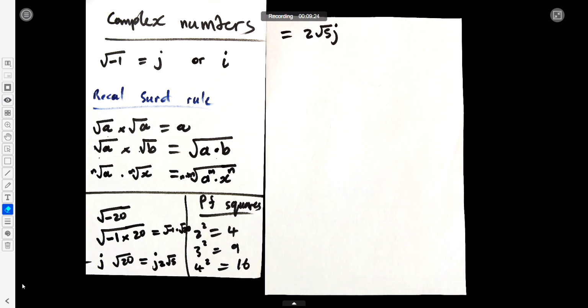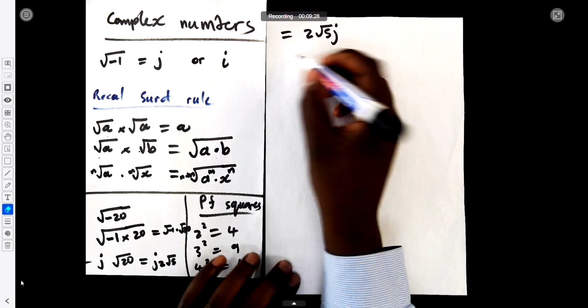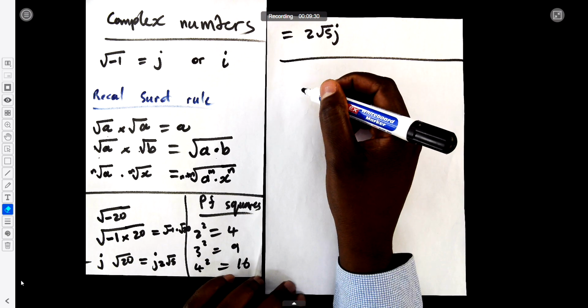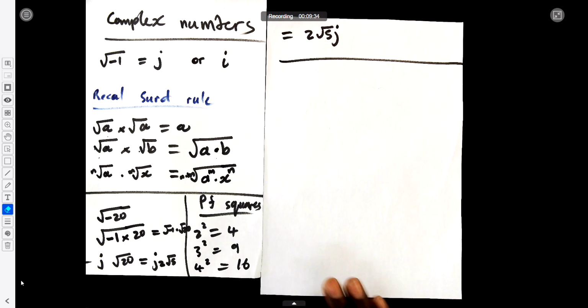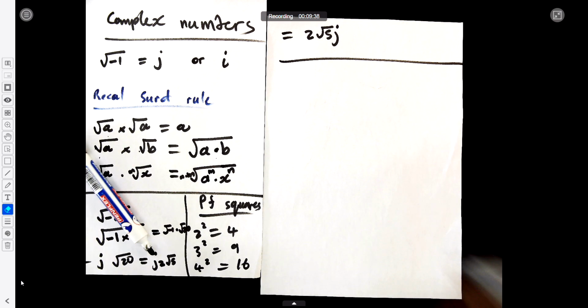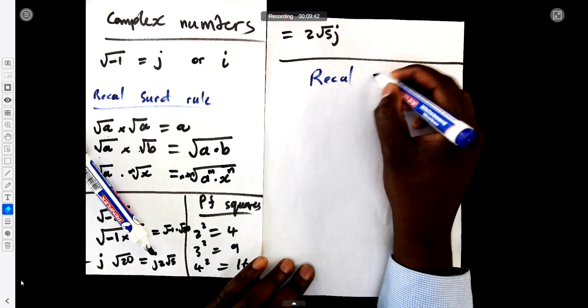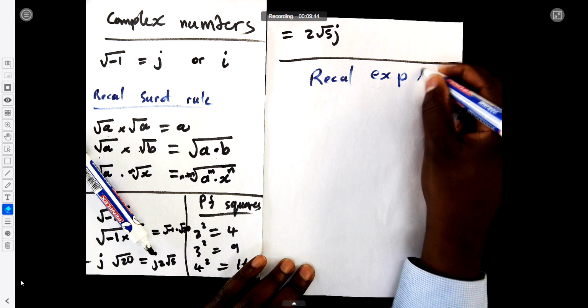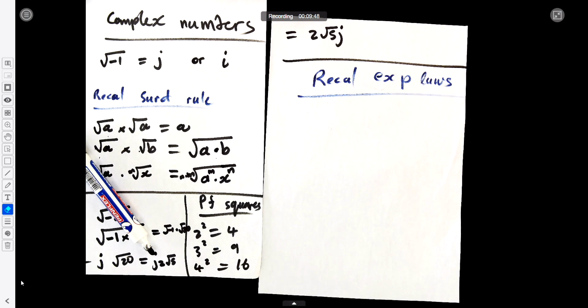Let me introduce this part because I want to combine it with this. I'm just giving you soft things here. Please recall the exponential laws. If I multiply and the bases are the same, we add the exponents.